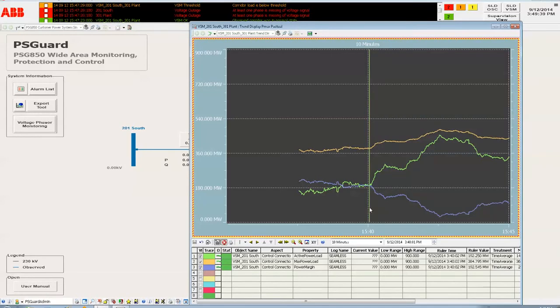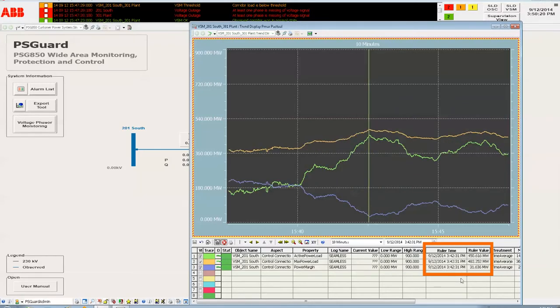Next, we will find the power margin at a specific point. At 150 seconds, at 305 seconds, and at 445 seconds. All the data collected by PSGuard during real-time operation can be exported for further offline analysis.